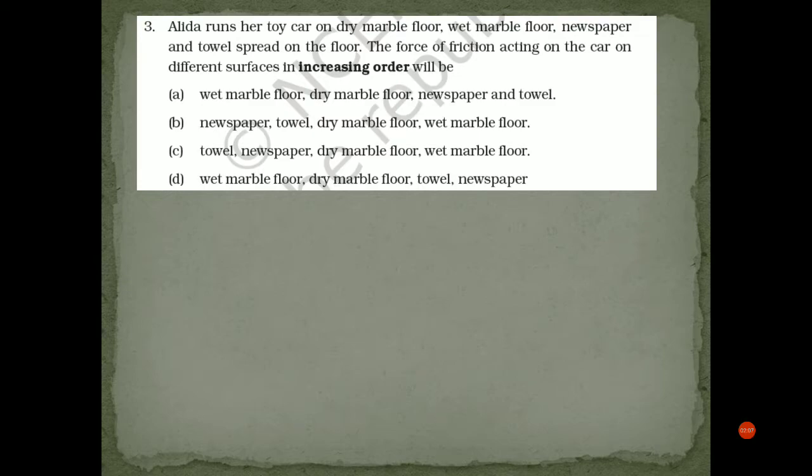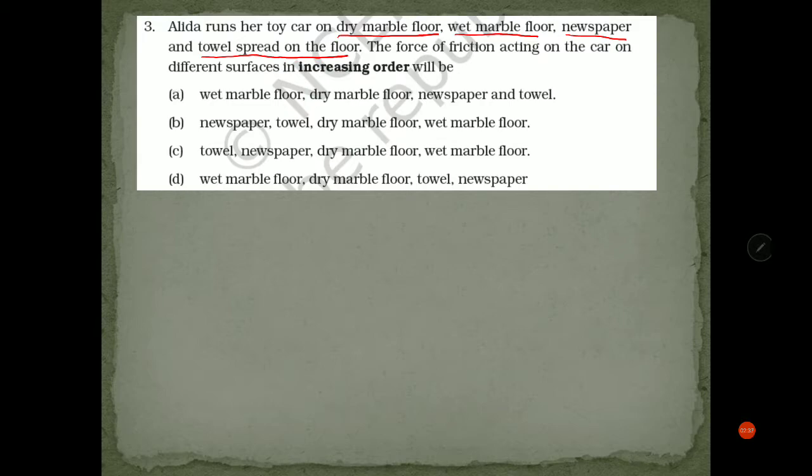Alida runs her toy car on dry marble floor, wet marble floor, newspaper, and a towel spread on the floor. The force of friction acting on the car on the different surfaces is in increasing order. I want the force of friction in increasing order. That means lowest at the first. So lowest will be on the wet marble. It's very clear, wet marble.